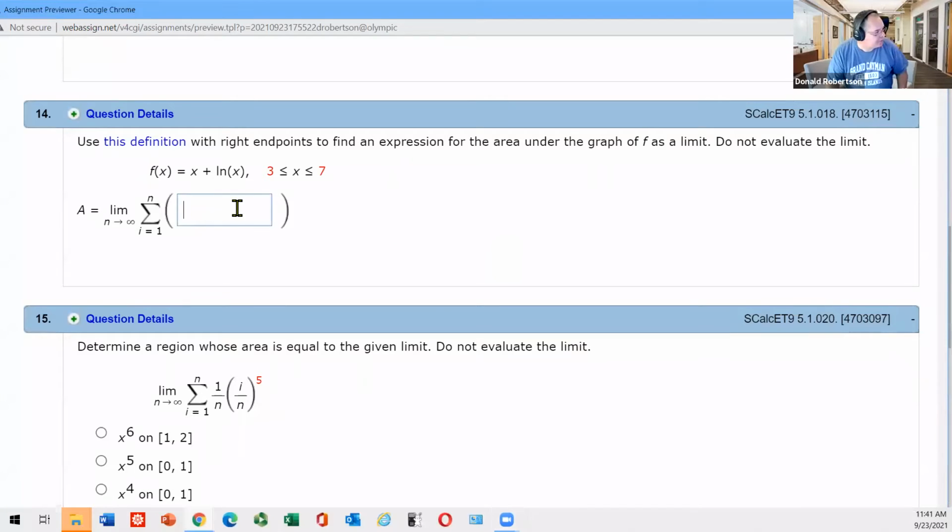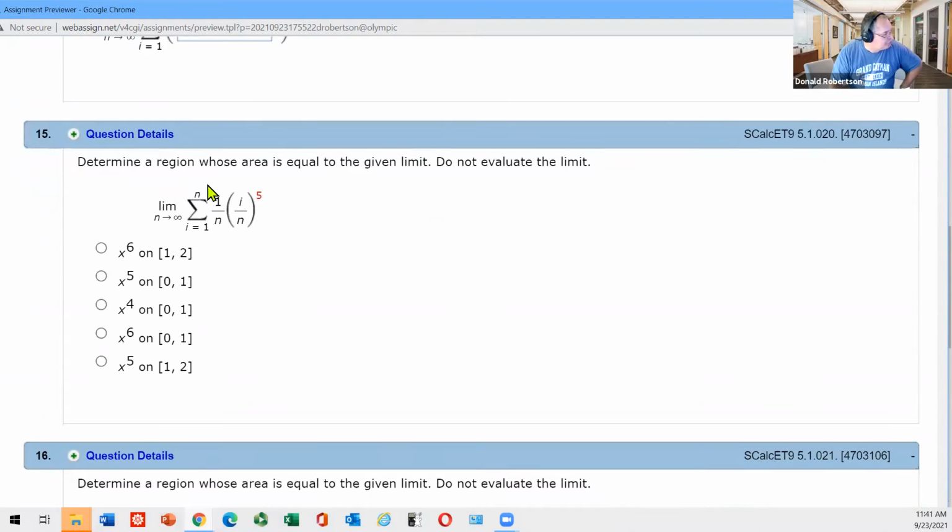Right, let's look at the next question, because they do something connected to that, but different. On question 14, didn't we have to fill in that ugly mess I just gave you, the 3 plus 4 over n i thing? In this one, they give you the Riemann sum, and you should be able to figure out, just looking at the information in this Riemann sum, what the function is and what the a and the b is.